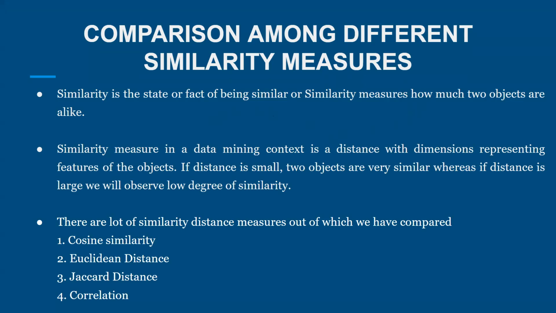A similarity measure in data mining context is a distance with dimensions representing features of the object. If the distance is small, two objects are very similar, whereas if the distance is large, then we will observe a low degree of similarity. Out of many similarity distance measures, I'll be comparing four of them: the cosine similarity, Euclidean distance, Jaccard distance, and the correlation. First, coming to the cosine similarity.